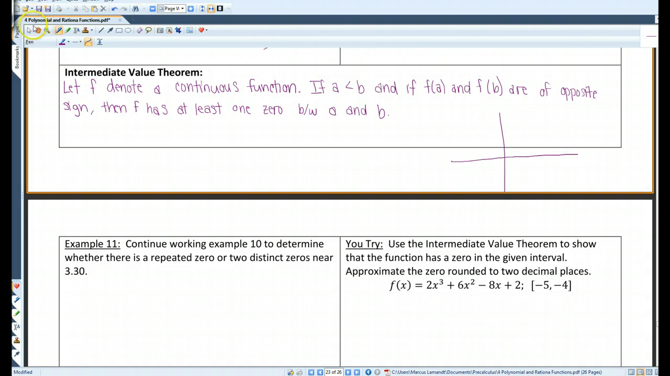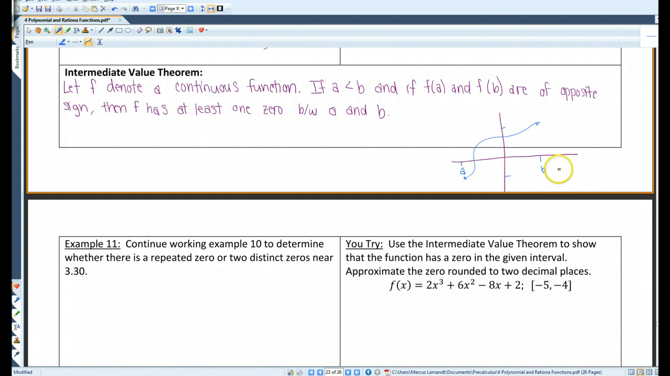So if you have some continuous function, could be anything, like that. And let's say this is a and this is b. What I mean by that is that the x values are a and b. So, here's a, here's b. And if f of a is negative and f of b is positive, like the y values, if you plug in a, you get a negative number, you plug in b, you get a positive number, then obviously at some point it has to cross the x-axis in order to get from negative to positive. So there has to be a 0 between a and b.